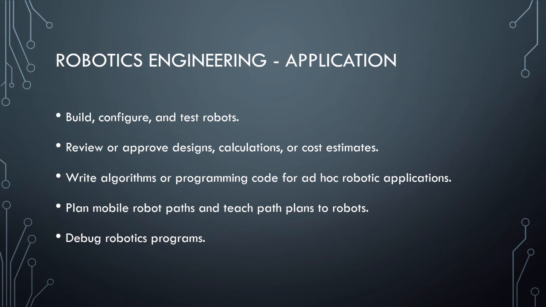Some of these different pieces or assignments, if you will, can be combined. If you're creating a robot path, you're probably debugging it. You might be programming the code, working with the teach pendant path, and debugging. You might build robots and test them, approve designs, and do cost estimates. But this is just a basic overview of where you can get started. These are really common, and it's really easy to get into, especially if you're in mechanical or electrical engineering. You can dive right into a lot of these applications.